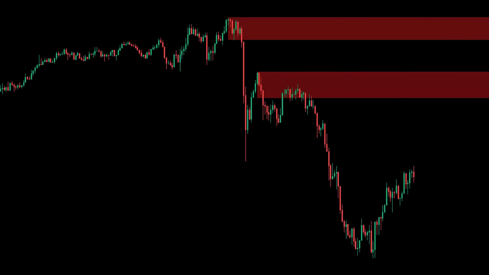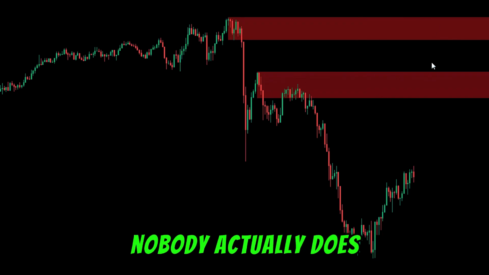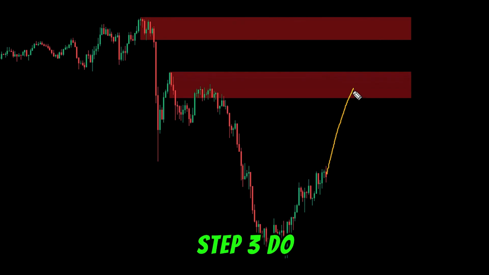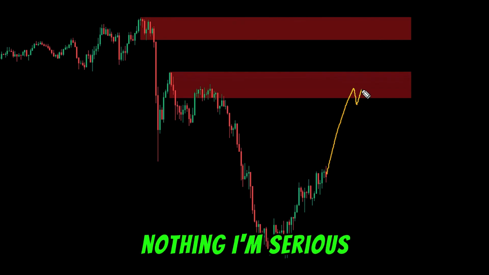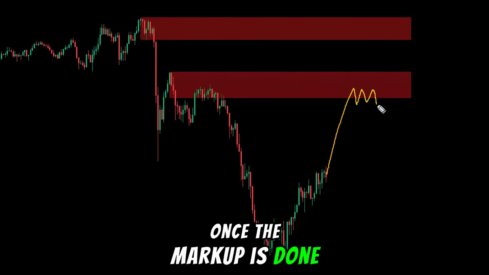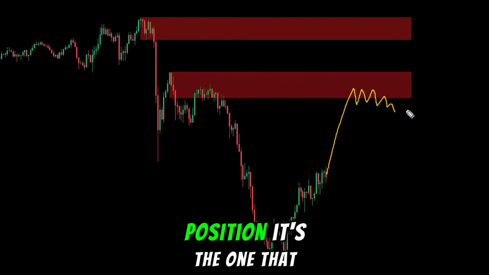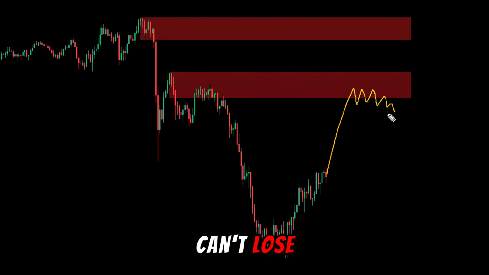Step 3. The boring step. Nobody actually does it. Step 3. Do nothing. I'm serious. Once the markup is done, my job for the next hour or 3 is to not touch the mouse. No position is a position. It's the one that can't lose.